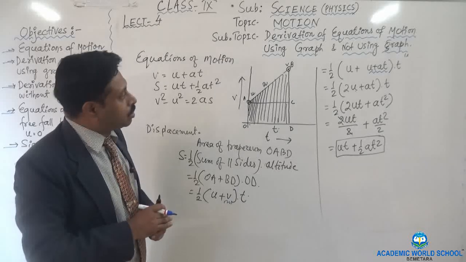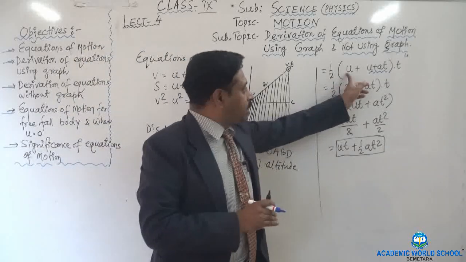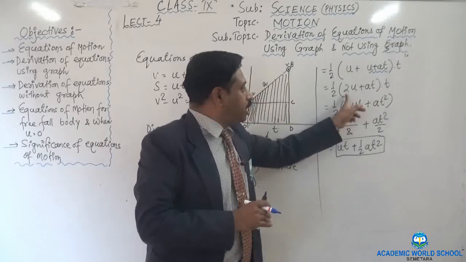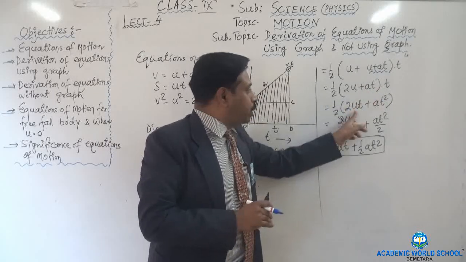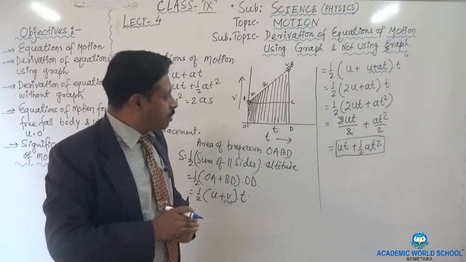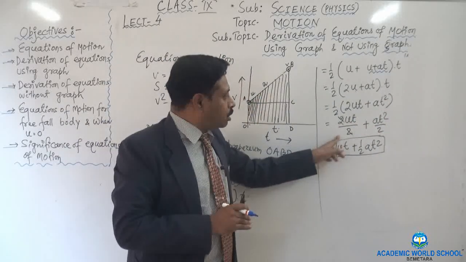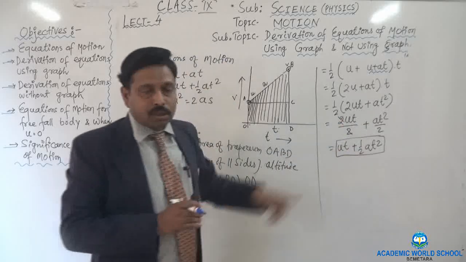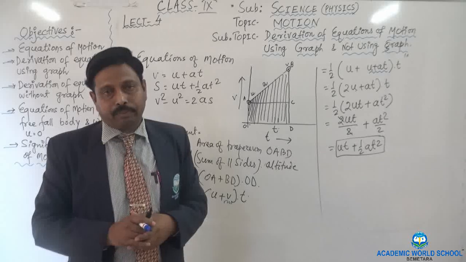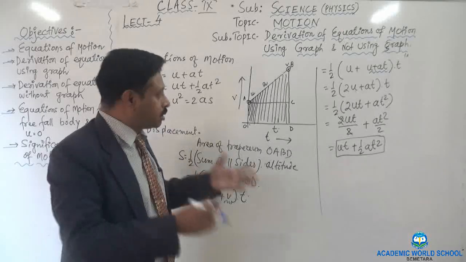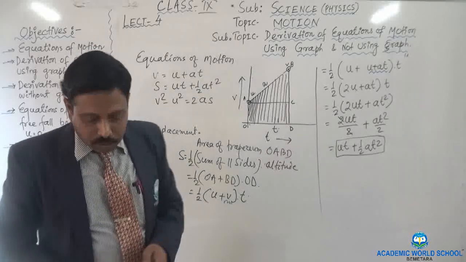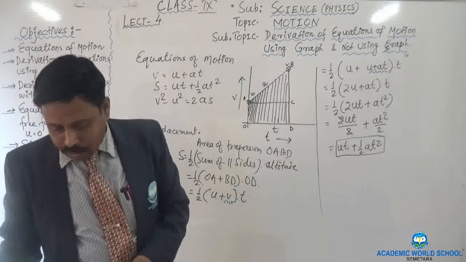So half into, first you add this. U plus U equal to 2U, and AT, into T. Then you multiply 2U into T, 2UT, AT into T, AT square. Then multiply half. So it will be 2UT upon 2 plus AT square upon 2. So 2 will be cancelled. So we got UT plus half AT square. Is it clear?